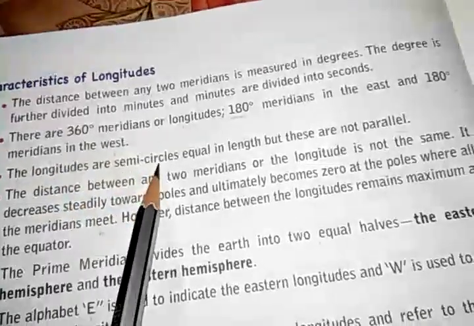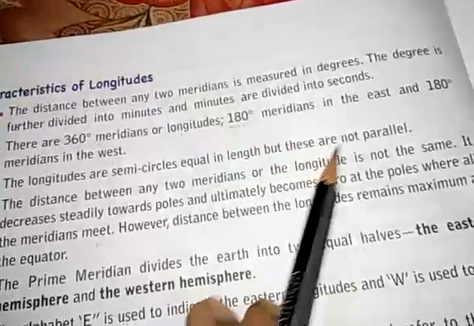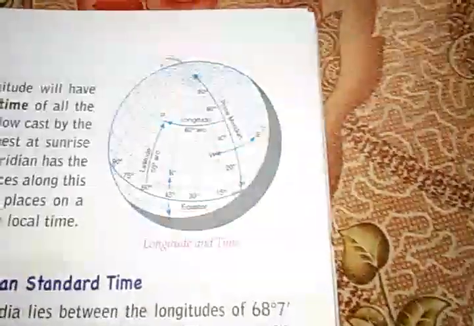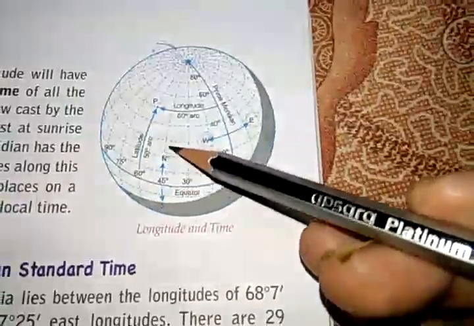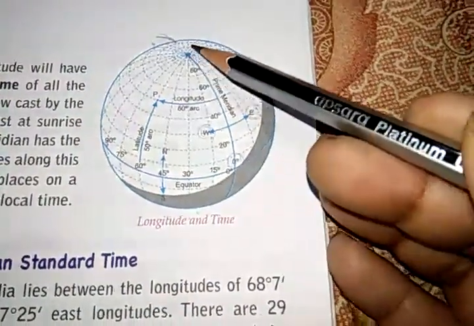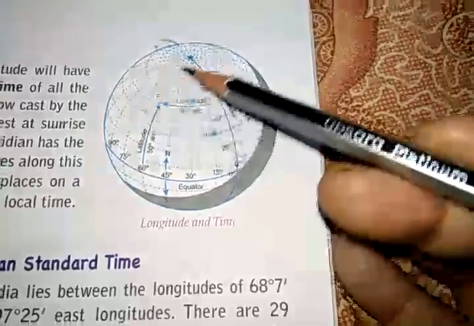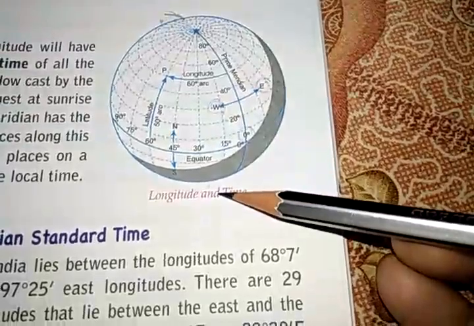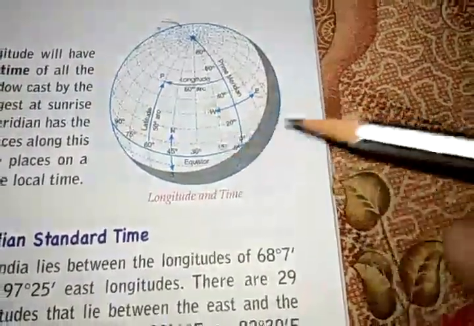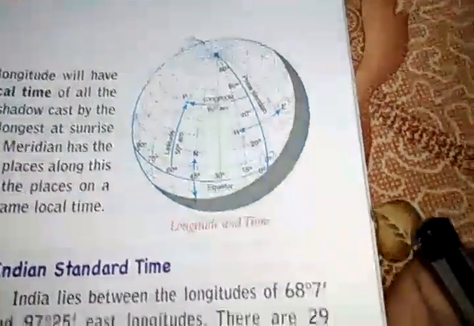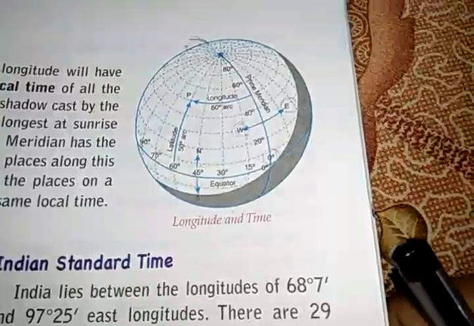The longitudes are semicircles equal in length, but these are not parallel. You can see that they are semicircles, but they are not parallel because they all converge or meet at the poles. You can see the North Pole from where all the longitudes originate. And in the same way, in the South Pole they go and meet. So they are not parallel like the parallels of latitudes. Those are parallel, they never meet. But longitudes, all the longitudes, converge, they meet at the poles.